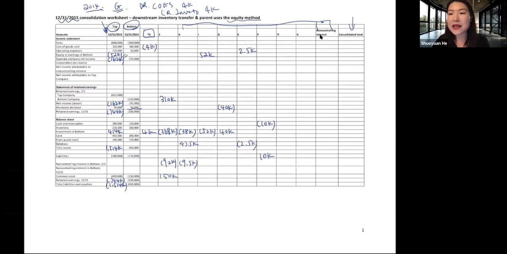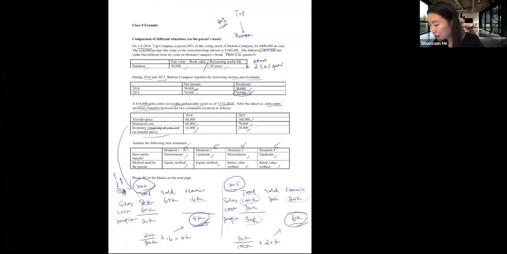Consolidation entry T and consolidation entry G, we use those two entries to deal with the current year intra-entity inventory transfer. In other words, we use this to deal with the 2015 transfer. Consolidation entry star G is to deal with the 2014 intra-entity inventory transfer. T and G, those two entries are to deal with the 2015 intra-entity inventory transfer. So we know that in the year 2015, the total sales is 100,000. And then the profit associated with the remaining inventory, which should be deferred, is 6,000.